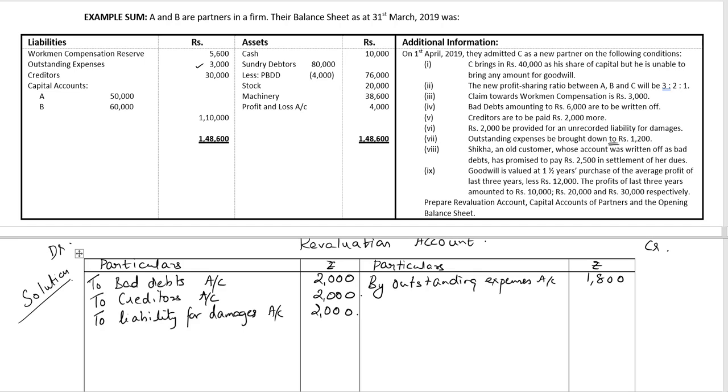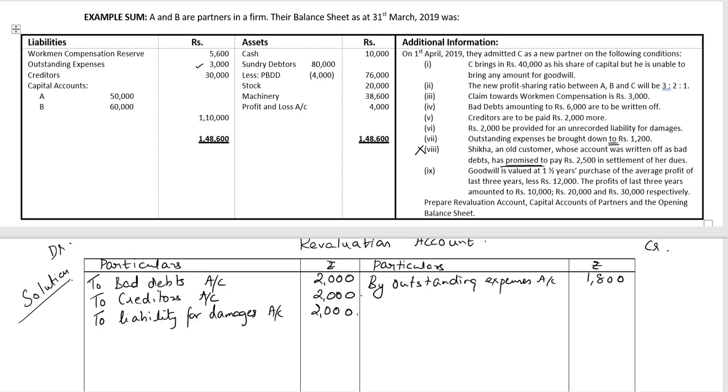The eighth point says, Shika, an old customer whose account was written off as bad debts, has promised to pay rupees 2,500 in settlement of her dues. The word promised indicates that it is not an actual transaction. An intent or promise to do something will not amount to a transaction, and therefore we will ignore this eighth point in the entire sum.